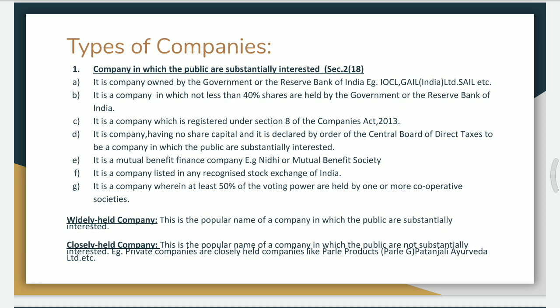Widely held company. This is the popular name of a company in which the public are substantially interested. All the features from A to G come under a widely held company. Closely held company. This is the popular name of a company in which the public are not substantially interested. Examples of closely held companies are private companies like Parle Products and Patanjali Ayurved Limited.